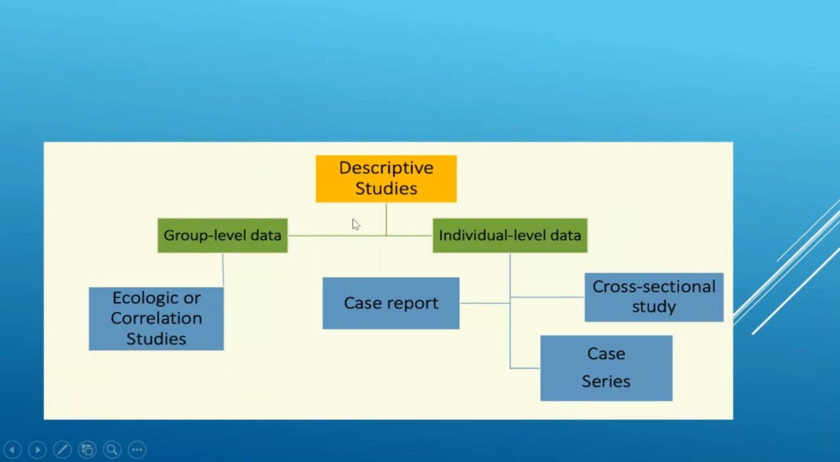You can also divide the descriptive studies on the basis of the level of the data that you're going to collect. If you are looking at group level data, then you will go for ecologic or correlation studies. If you have individual level data, then you can write a case report. Or if you have data on more cases with the same disease, then you can write a case series. All of the cases in the series should have the same disease. Or maybe you can do a cross-sectional study.